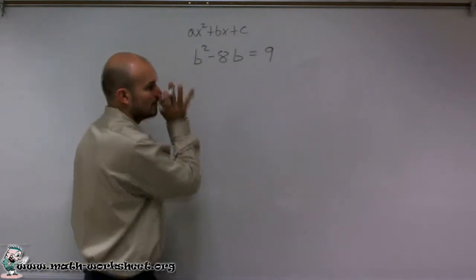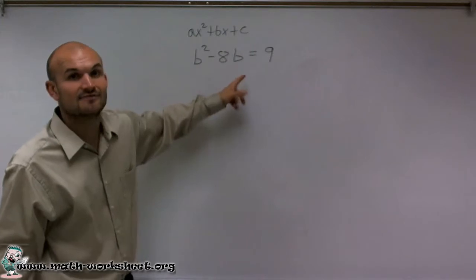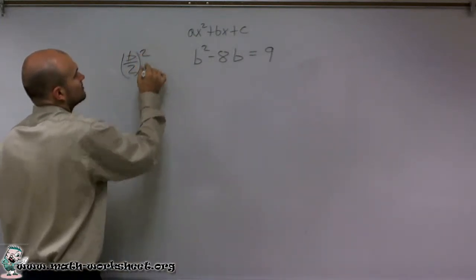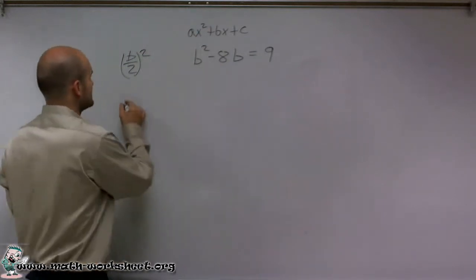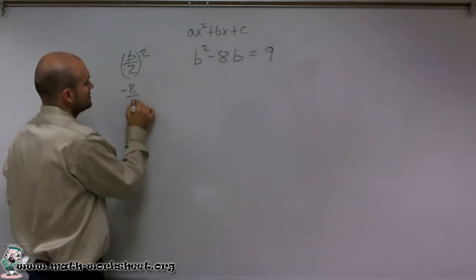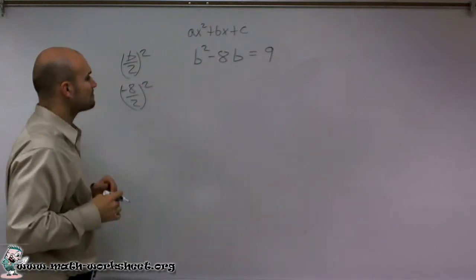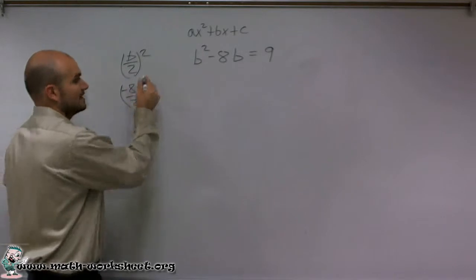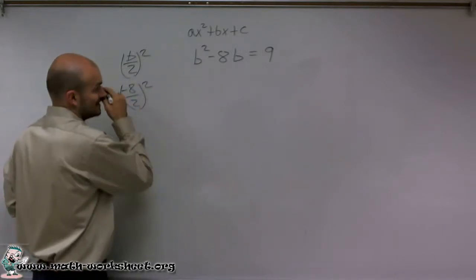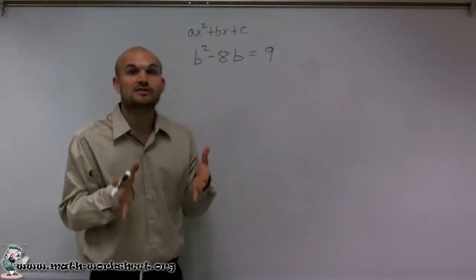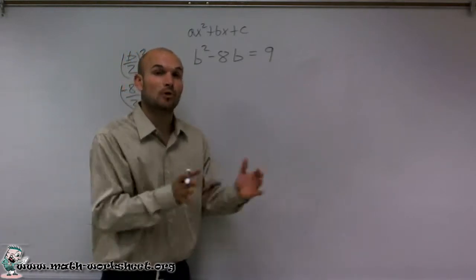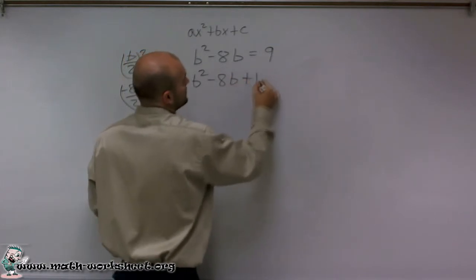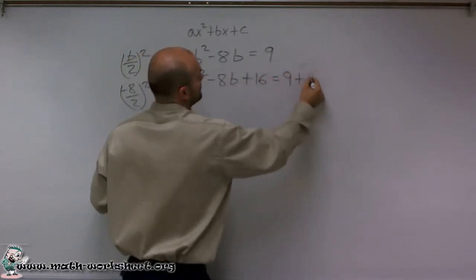The first thing you're going to want to do is take b divided by 2 and then square it. So my b in this problem is negative 8. So I have negative 8 divided by 2, and then I square it. Negative 8 divided by 2 is negative 4. Negative 4 squared is 16. So now I'm going to make sure I add 16 on both sides. So I have b squared minus 8b plus 16 equals 9 plus 16.